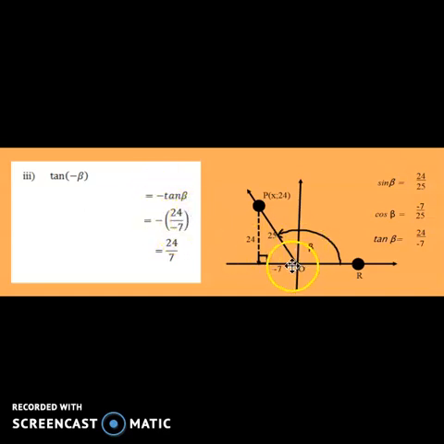But what is tan of beta in the second quadrant for this particular obtuse angle? Remember, we're not working with your normal acute angle of beta now. We're working with the obtuse angle beta, and it takes us to the second quadrant. So tan is the opposite side over the adjacent side. So it is 24 over negative 7. Negative times a negative is a positive. So our answer, once again, is 24 over 7, and it is positive.